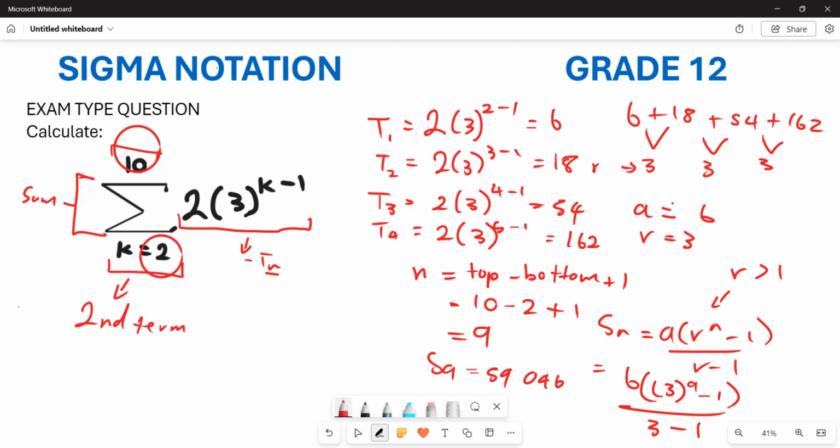So basically, this is how we calculate our sigma notation. Once again, hopefully this makes sense to you now. Thank you very much.